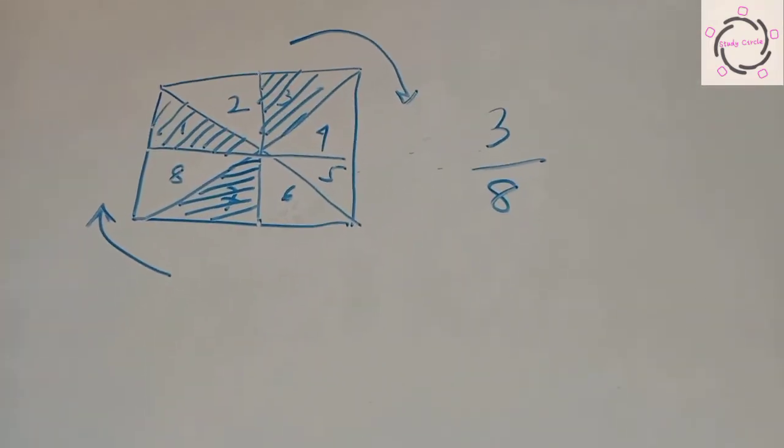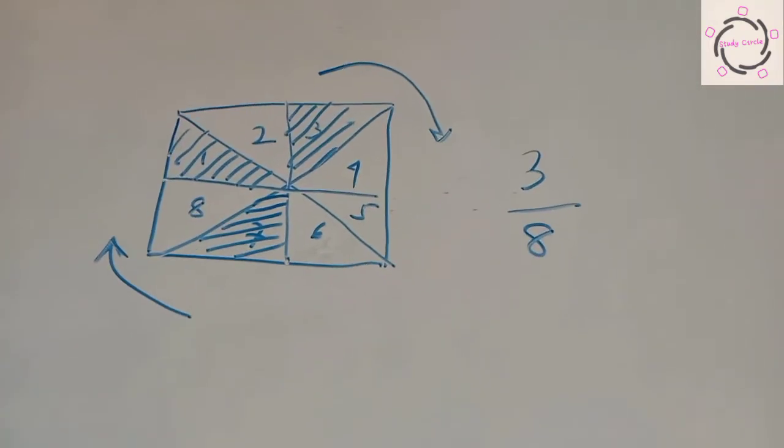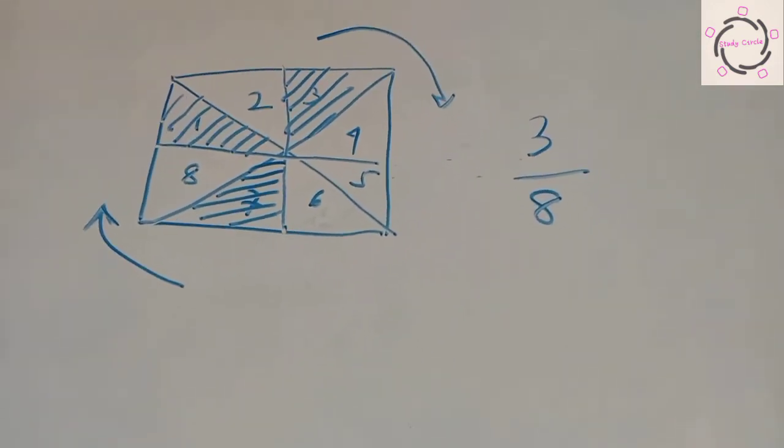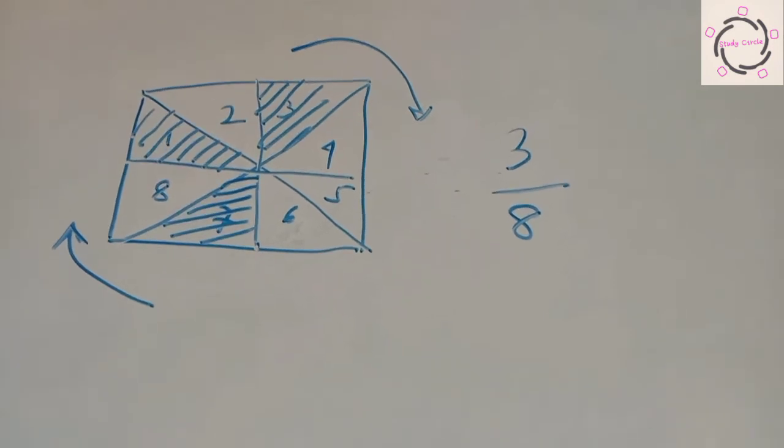It can also be given the other way around, on the reverse. Sometimes it is asked that 3 by 8 is given. Now you have to shade that part. So you have to do it in this way.